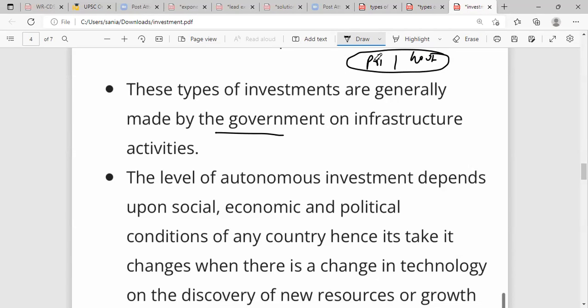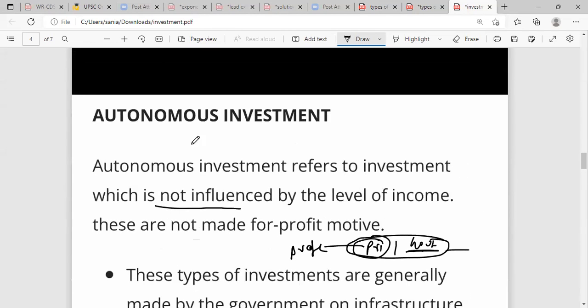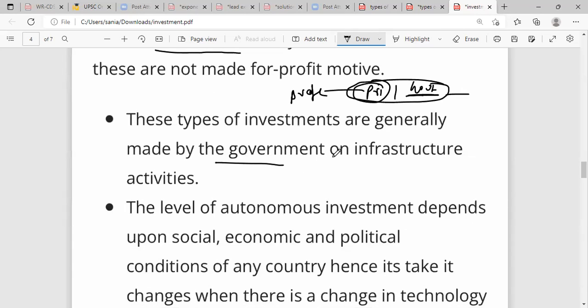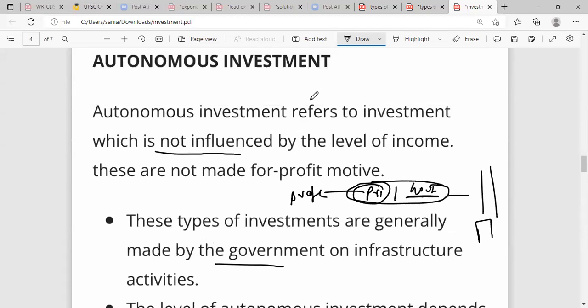But basically the private sector has the profit motive, right? But the government sector doesn't have the profit motive. So these investments are basically non-profitable in nature. They don't have any motive to earn profit. So these investments are generally done by the government, not by the private sector. These are made by the government on infrastructure activities. For example, I want to construct a road, or I want to construct a school. These will come under autonomous investment.